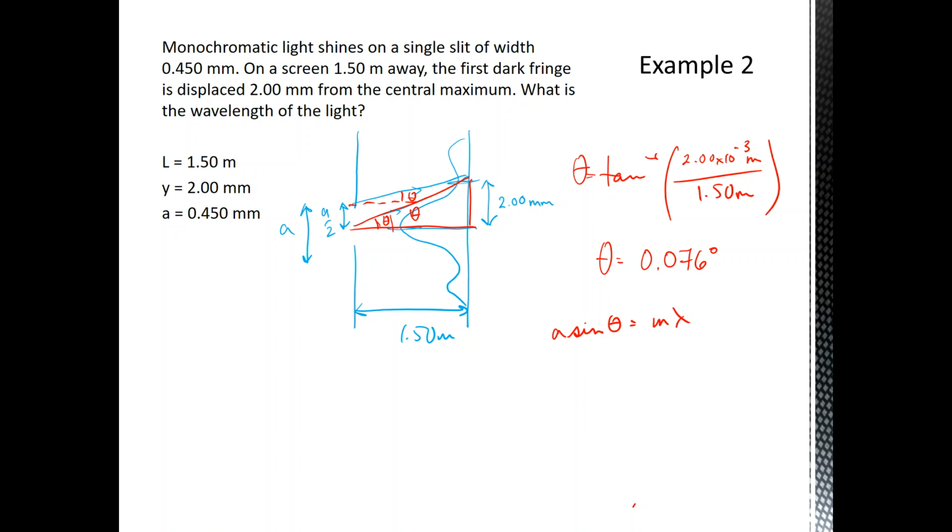So it's going to be 0.450 times 10 to the negative 3 meters times sine of 0.07 degrees is equal to m, which is 1, times lambda. Or is it basically just equal to lambda? And if you did the math right, you got a lambda closer to red than it is to blue. You can say orange, something like that.